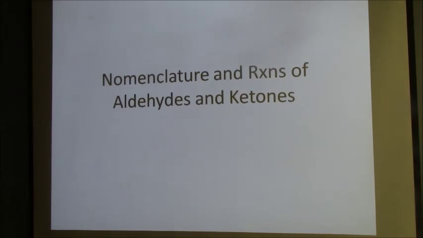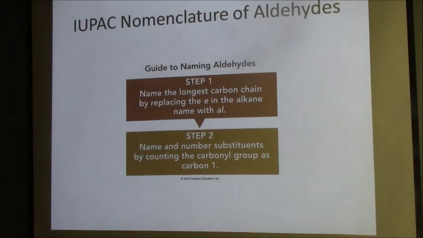Let's now turn our attention to nomenclature and reactions of aldehydes and ketones. So the rules for naming aldehydes aren't very difficult from other rules we've learned in the past. We're still going to identify the parent chain, and the ending is now changed to -al. And because aldehydes are at the end of a molecule, it's assumed that carbon number 1 is always going to be at the end, right?